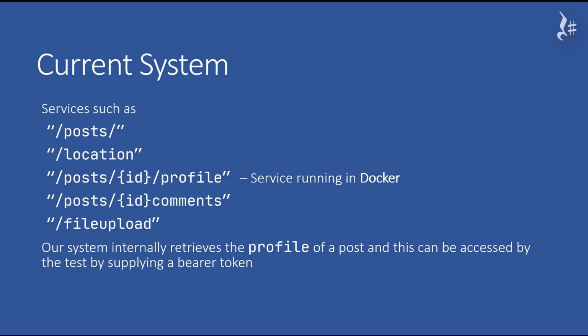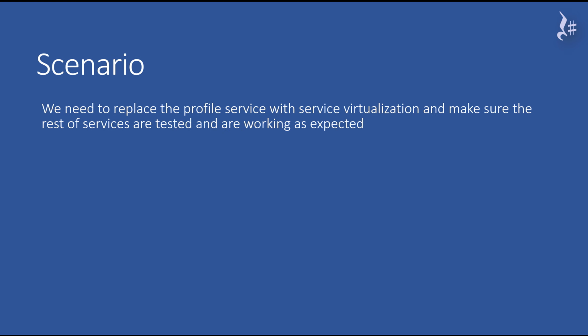So the current system which I'm talking about is going to have services something like this. It's going to have a service such as posts, locations, public profiles, comments, and file uploads. And the public profile alone will be running on a Docker container, and this is something internally being used by our bare metal server. And we need to replace this public profile service with a virtualized service so that we can make sure the rest of the services are working fine as expected.